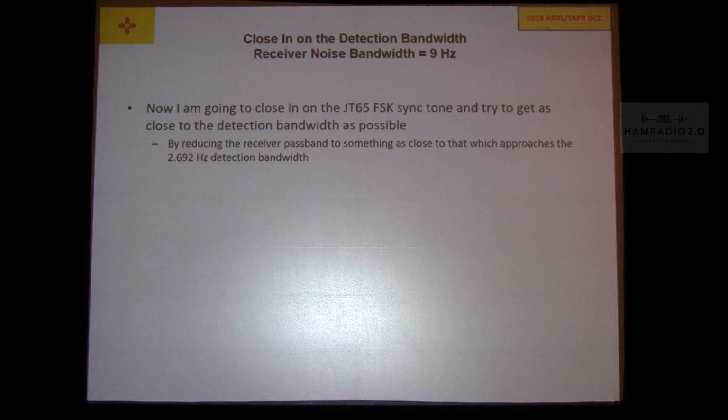So what did I want to do? Now let's close in on the actual detection bandwidth for the JT65 signal. I was able to get it down with SDR Uno to about 9 hertz. Not that 2.692 hertz, but I was able to get pretty close to that, to 9 hertz.